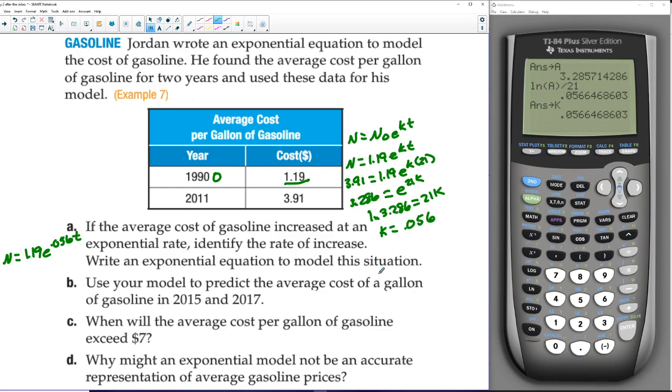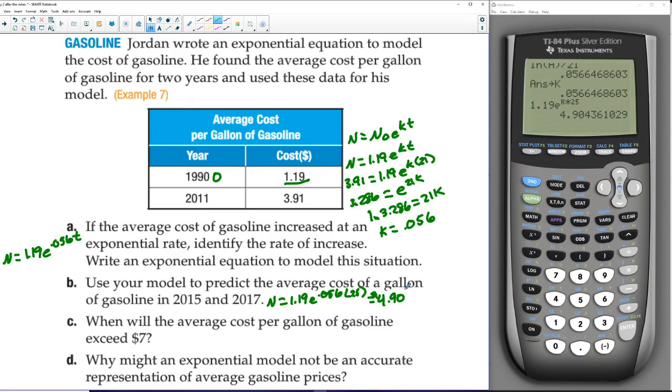Use your model to predict the average cost of a gallon of gasoline in 2015 and 2017. So n is equal to 1.19 e to the 0.056 times, let's see, 2015. Well, that was 21 years, another 4 years, 25 years. So 1.19 e to the k, there's k, times 25. We get 4.90, and that's dollars.